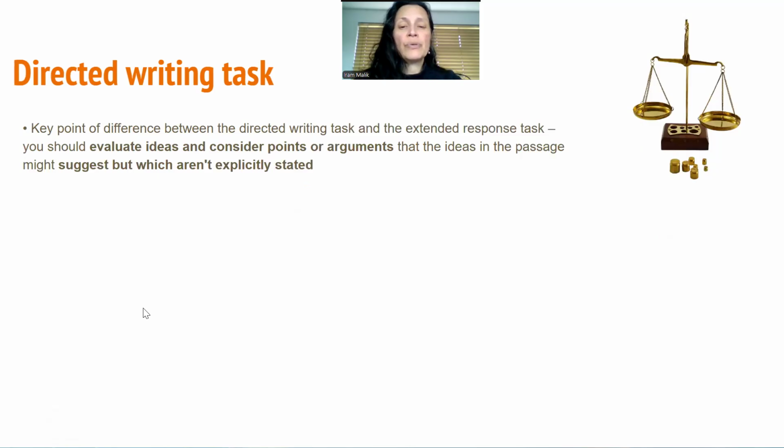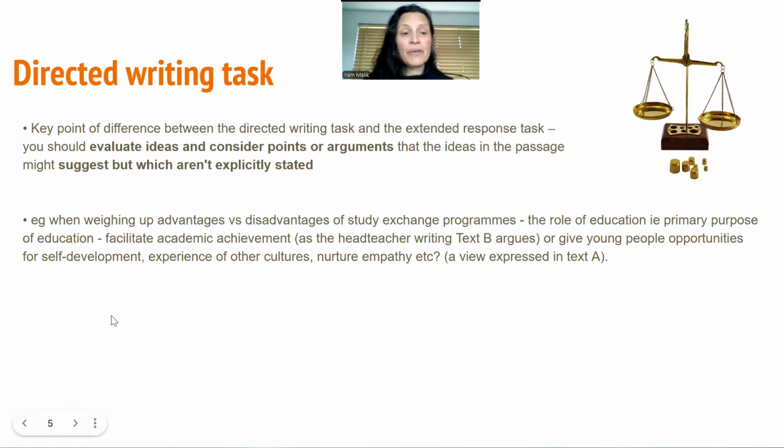And you also want to look at ideas which aren't explicitly stated, but are implied or hinted at or suggested, which aren't actually directly mentioned in either text, but you could develop those ideas and take them further to draw those conclusions. So students are expected to weigh up those ideas and think about zooming out and thinking about these issues in a broader way.